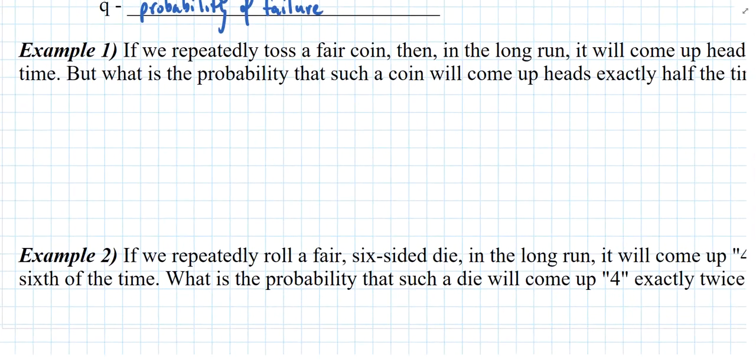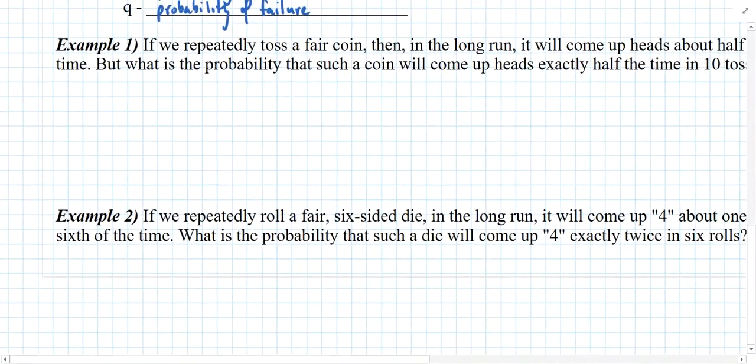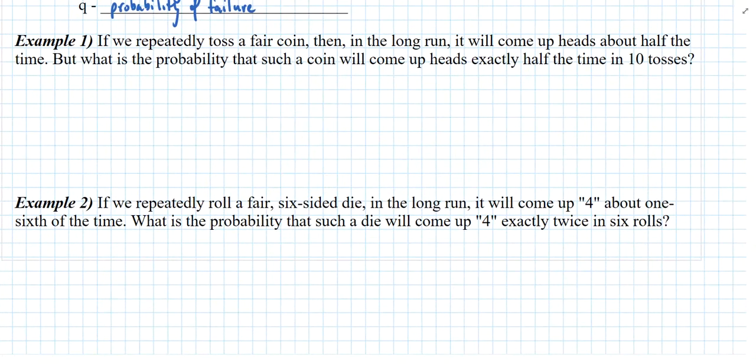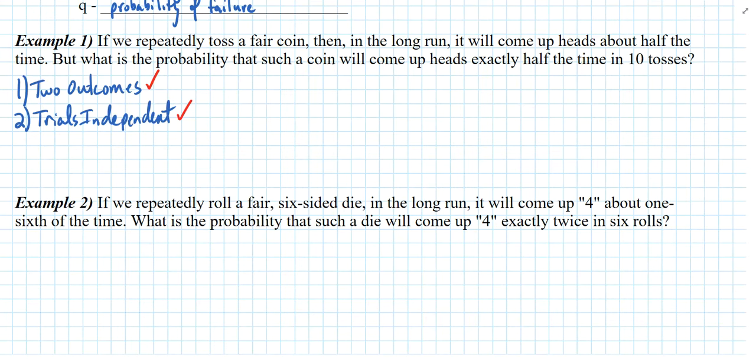Example 1. If we repeatedly toss a fair coin, then in the long run it will come up heads about half of the time. But what's the probability that such a coin will come up heads exactly half the time in 10 tosses? This scenario does appear to represent Bernoulli trials. Each trial has only two outcomes, heads or tails. The trials are independent. Each flip will not affect another. And the probability for success will remain constant throughout the experiment, 50%.